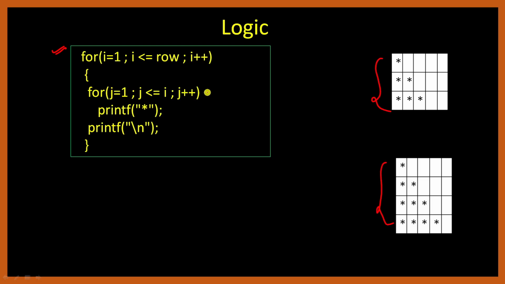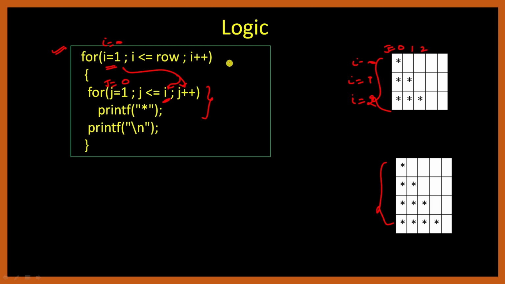So the idea was that my inner loop, which prints the stars in each row, is controlled by the current row number. Now if somebody says I want to start the row number from 0, i equal to 0, the same way my column should start from 0. This is i equal to 0, this is i equal to 1, this is i equal to 2. Same way, this is column number 0, this is column 1, column 2. This is also okay.